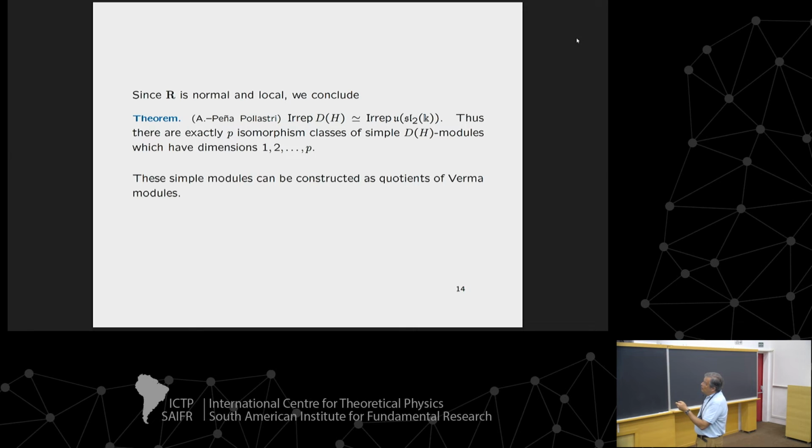And I said before that D of H has a quasi-triangular structure, meaning that you can split it in 3 parts: positive nilpotent, 0, and negative nilpotent. And there is a theory of Verma modules. Using this theory of Verma modules, we can also construct explicitly these representations of D of H.